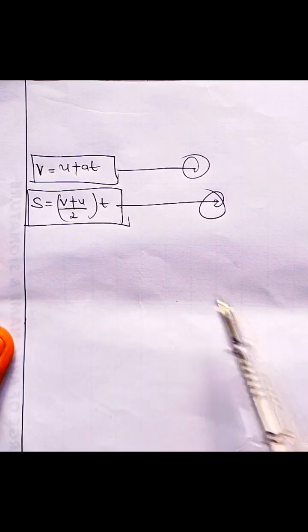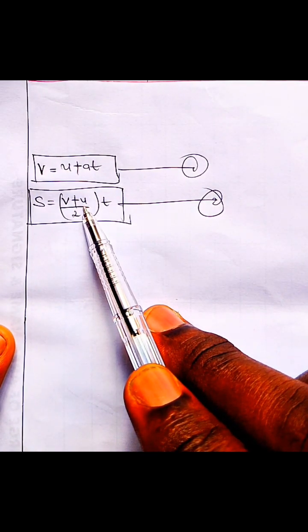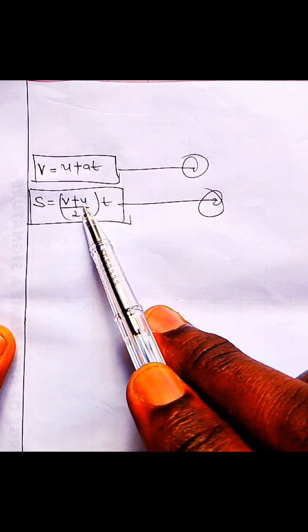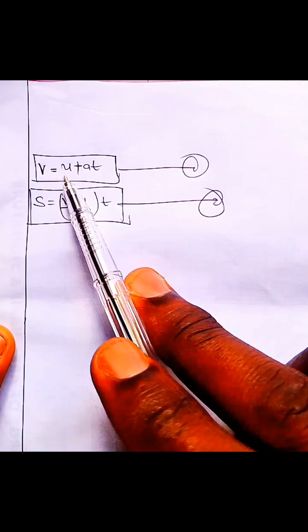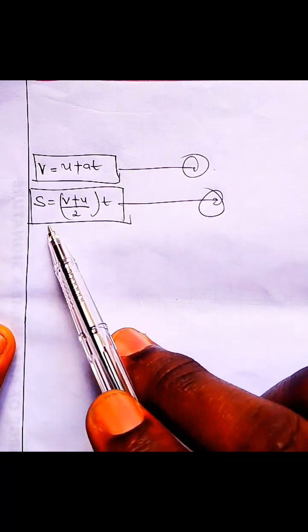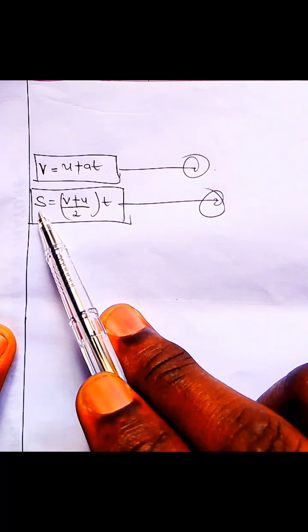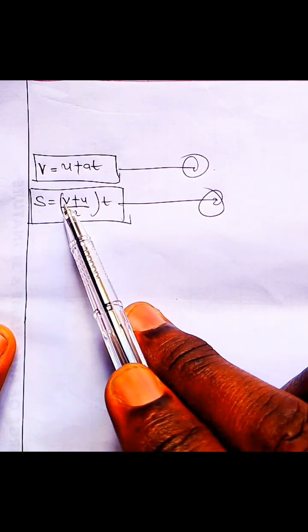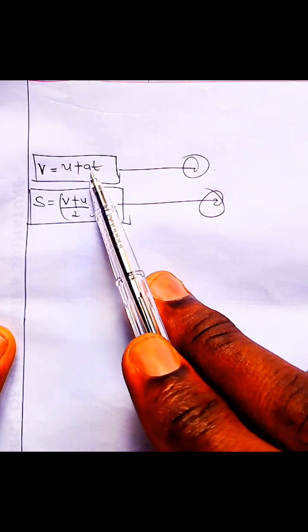So having gotten these first two equations of motion, we will move on to deriving the next set of equations of motion. The very first one, as you can see here, v equals u plus at, that's equation 1. The second equation is s equals (v plus u) over 2 times time. Don't forget that s is the displacement or distance, v is the final velocity, u is initial velocity, t is time taken, a is acceleration.